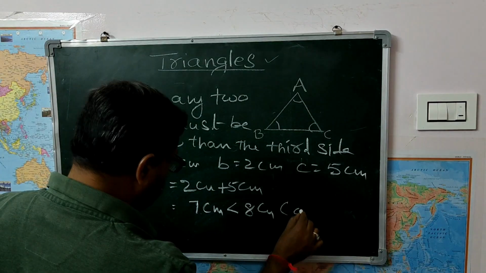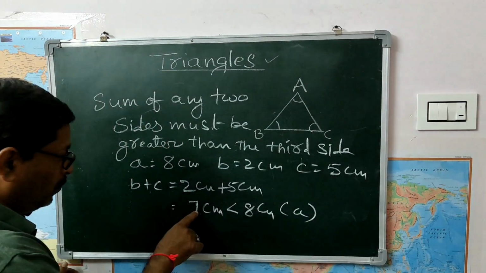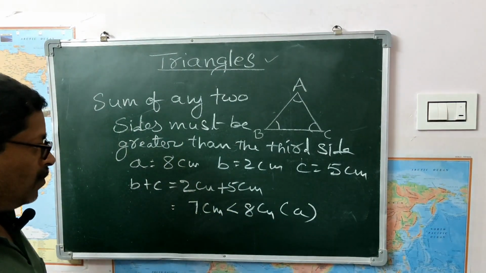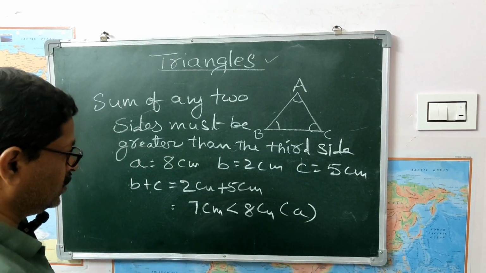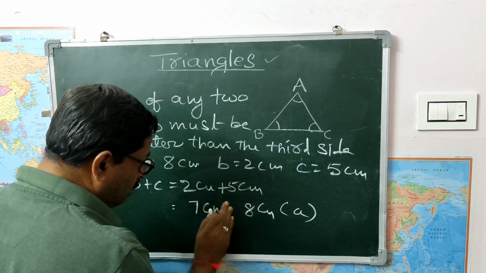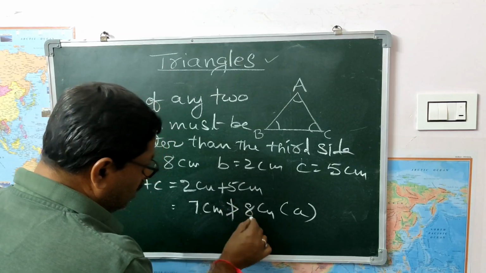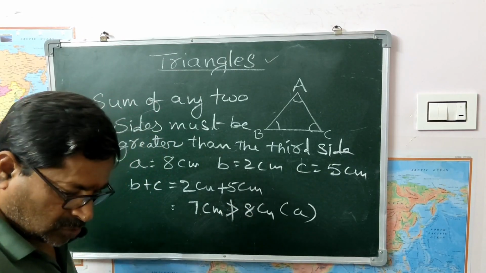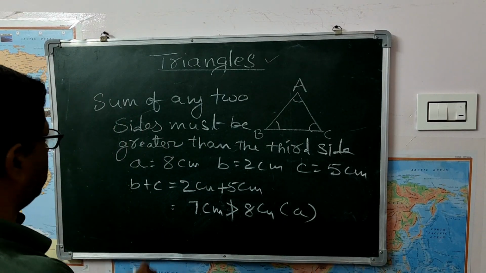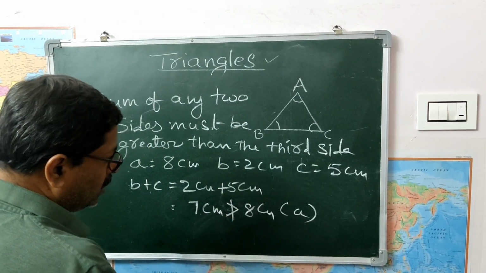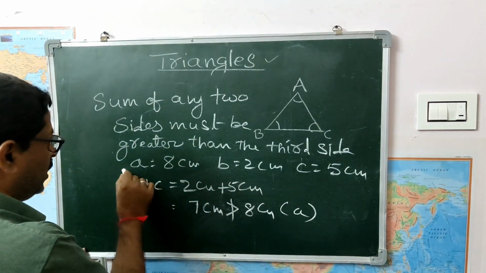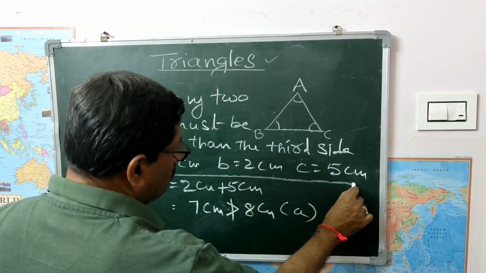That means the sum should be greater than the third side, but here it is just less than 8 centimeters. In fact, you can write this as not greater than 8 centimeters. So the rule states must be greater than, but here it's not greater than. So you cannot have a triangle with these measures.